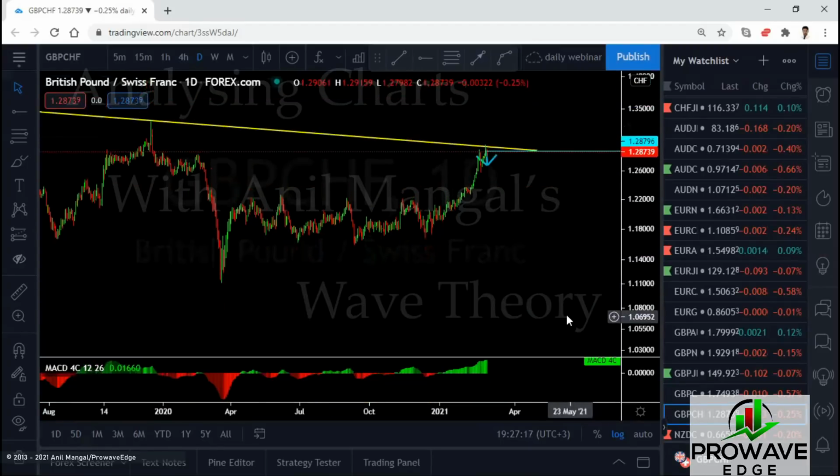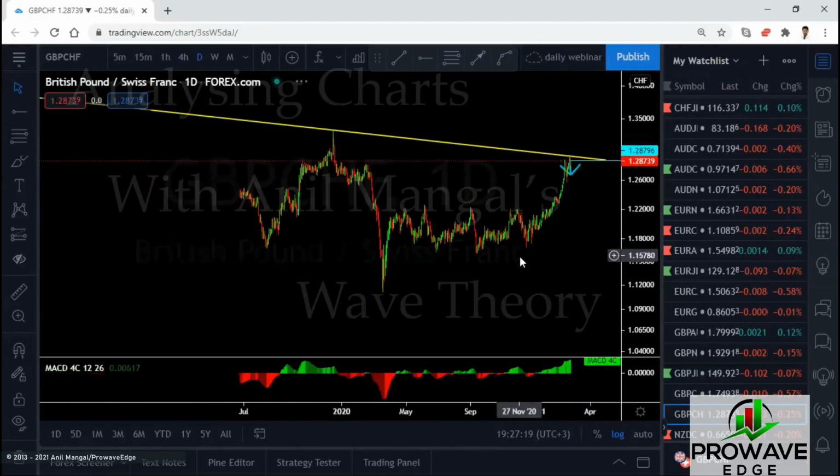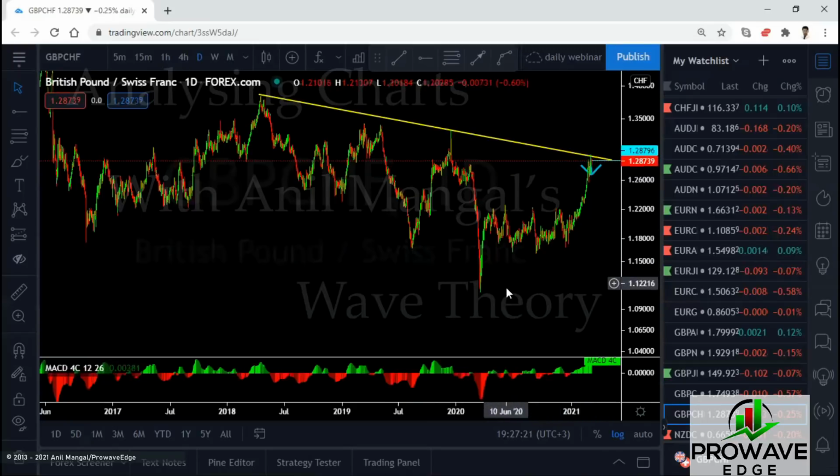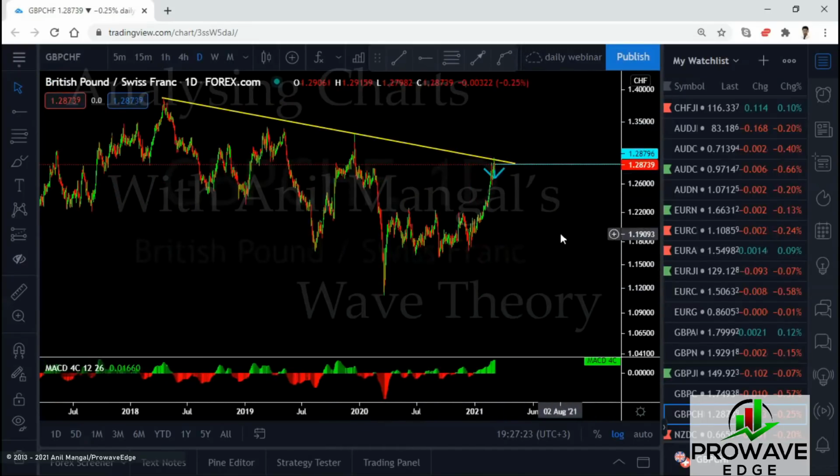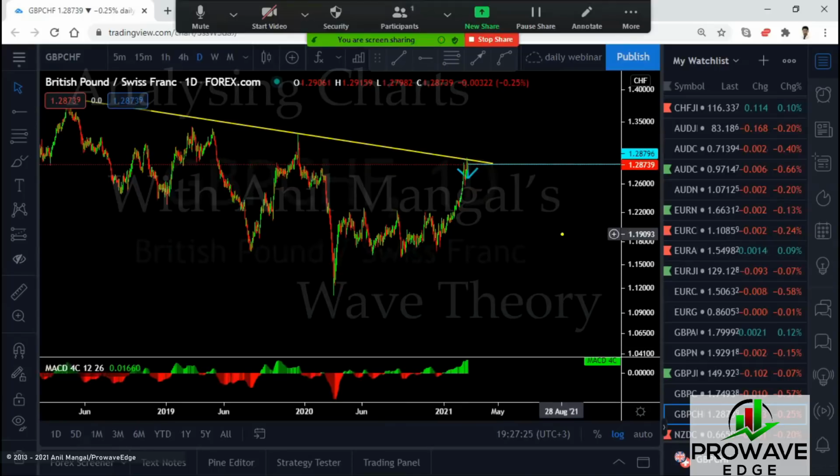Pound Swiss. So this is the point where they have to talk to us. Remember, I had that big arrow going up there, and I said, watch it at that level. That's the point where they tell us now. Are we going to come back and make a new low like this?